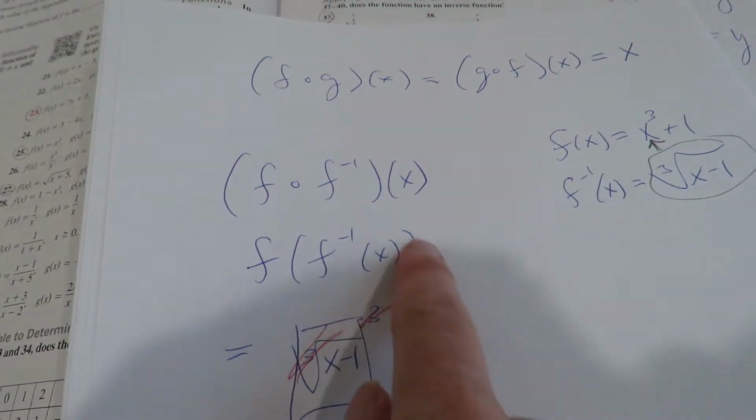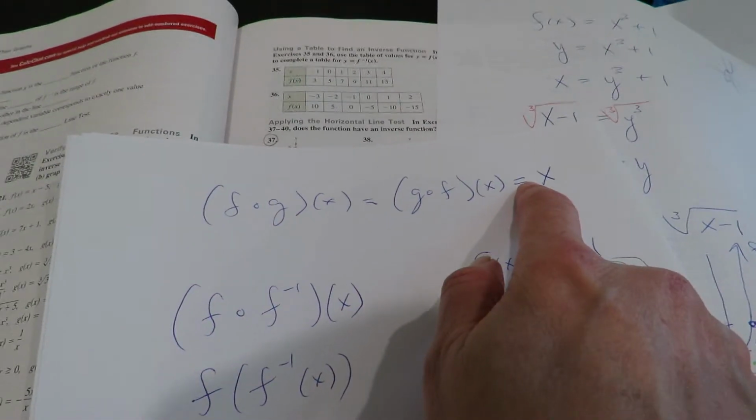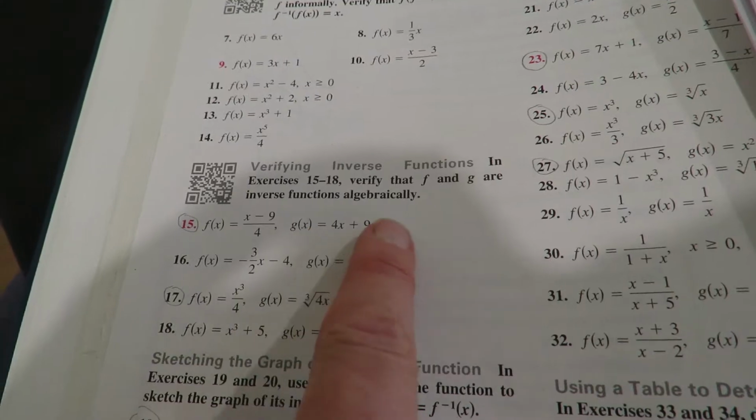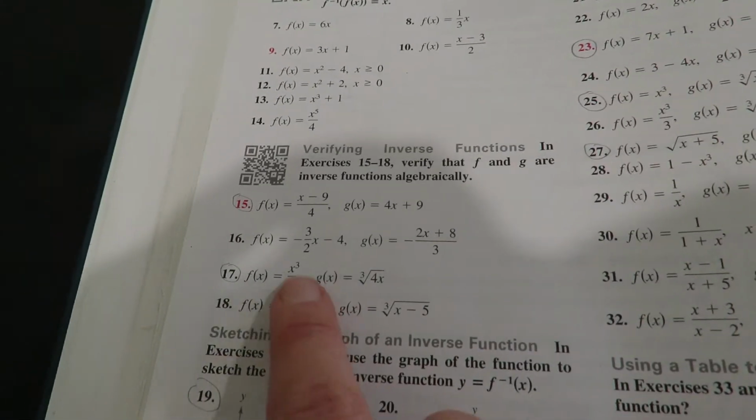You're going to take their composite. You could just do it one way. You don't have to do it both ways. Just pick one way and do it. So this means for this one, just take their composites and make sure that they equal X. Okay, that's those two that I'm going to give, 15 and 17. Now let's see what this one says.